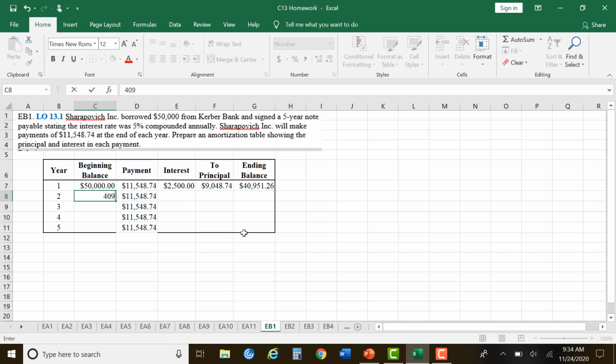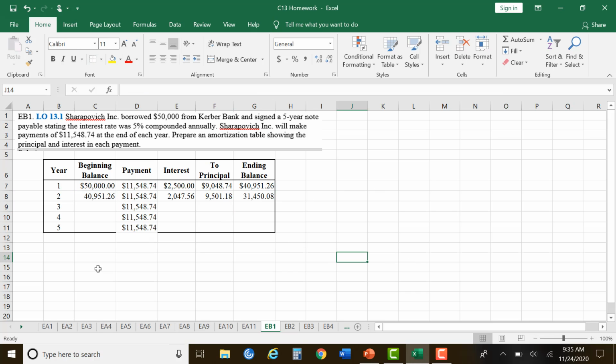So 40,951 and 26. And then we figure the interest again, which is that times 0.05. How much goes to principal? Well, we take the payment minus what went to interest. And then the ending balance is what the beginning balance was minus what went to principal during that period. And then so on. So I think you guys can finish that one. Remember, when you get down at the bottom, you might have just cents off, and that's fine. It's just, you might have rounding differences.